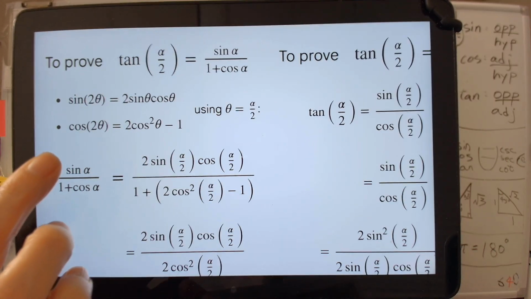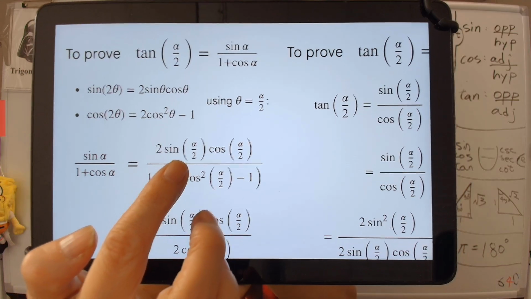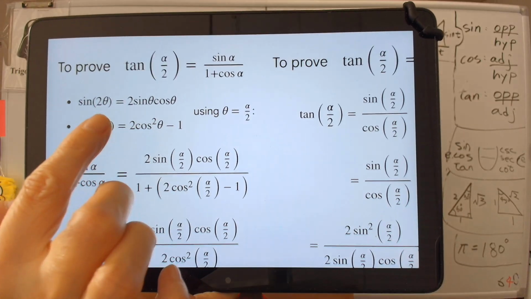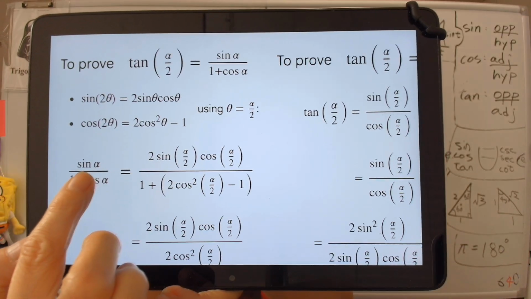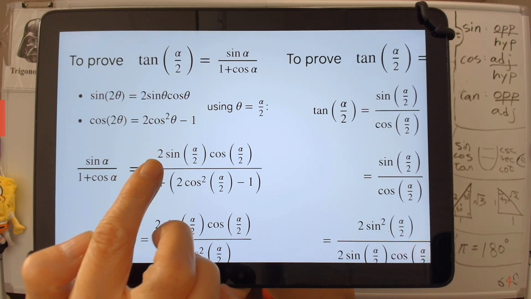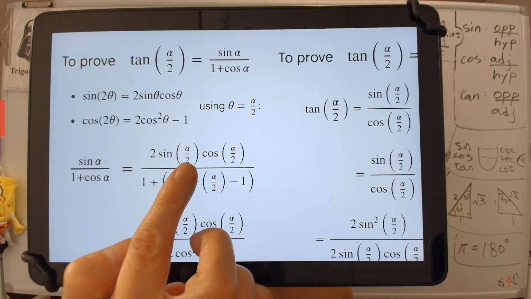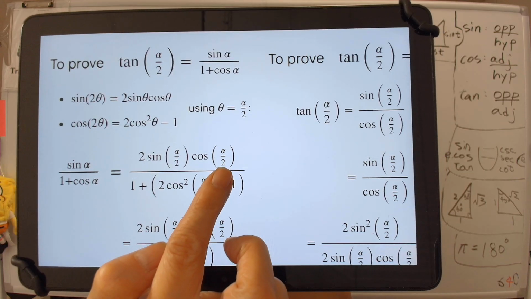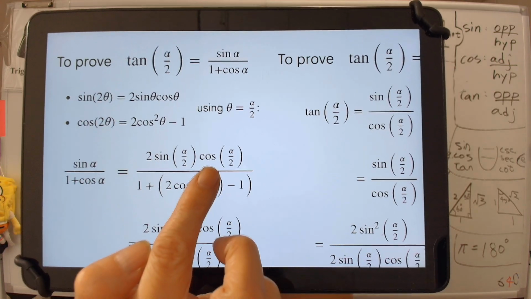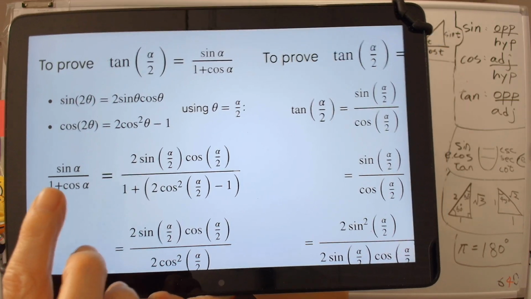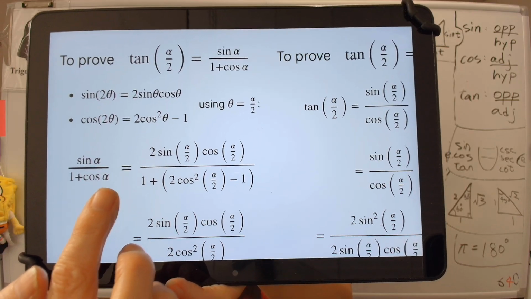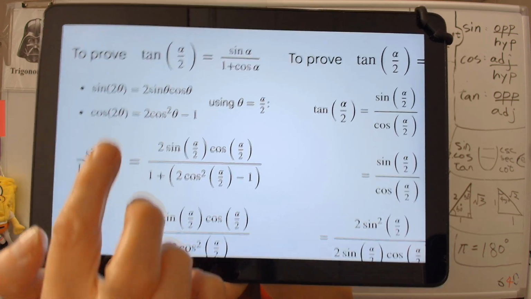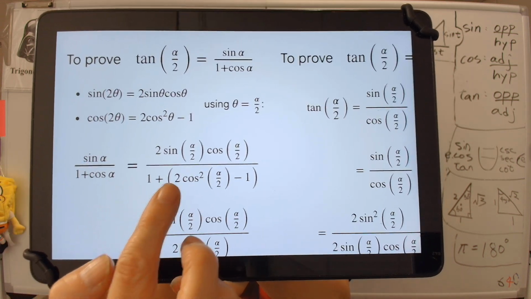If theta is alpha over 2, then 2 theta will be just alpha, which is sine alpha, which equals 2 sine theta, which is alpha over 2, cosine of theta, which is alpha over 2. Okay, that numerator is equal to the numerator here. Next, 1 plus cosine alpha, alpha is equal to 2 theta, right?